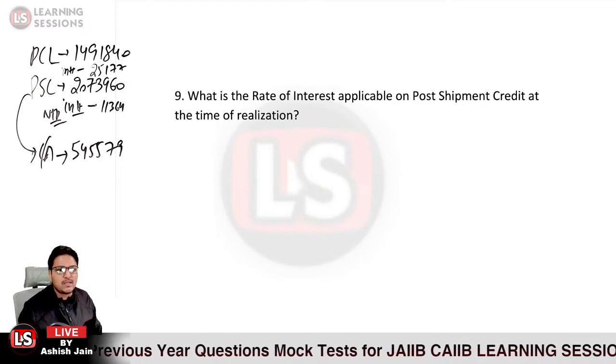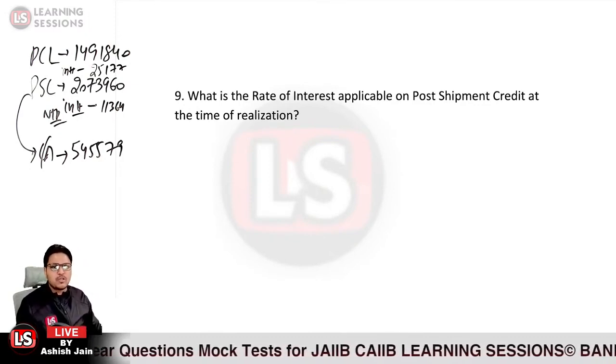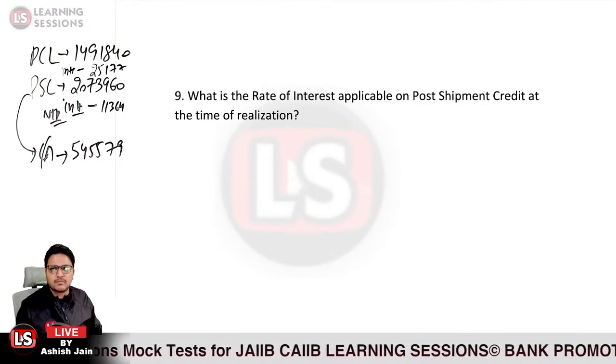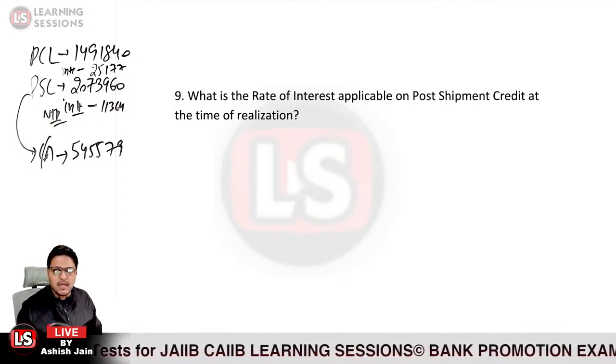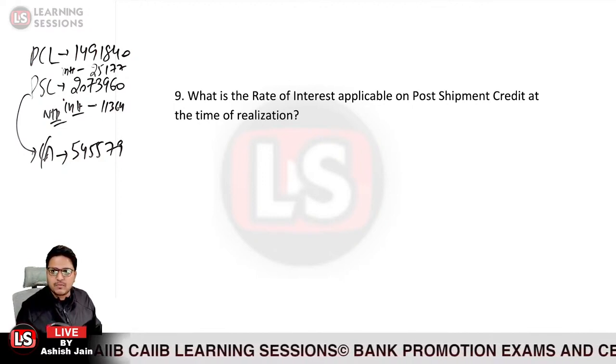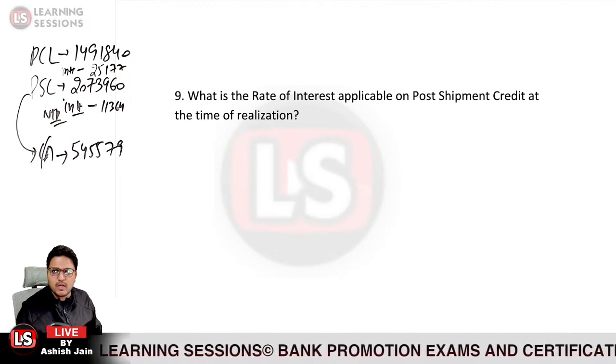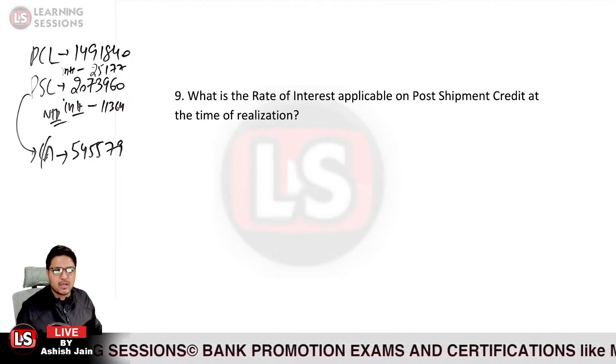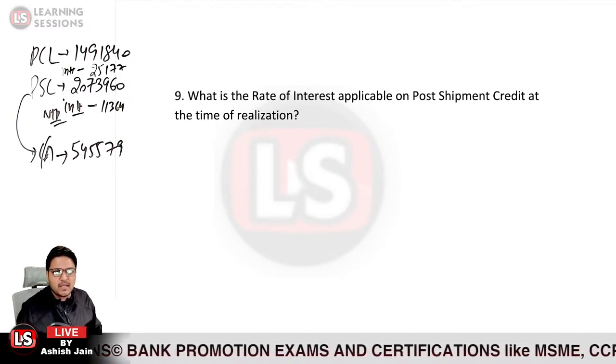It says, what is the rate of interest applicable on the post shipment credit at the time of realization? What is the rate of interest that is applicable? So we need to answer what would be the rate of interest that would be applicable on post shipment credit at the time of realization.